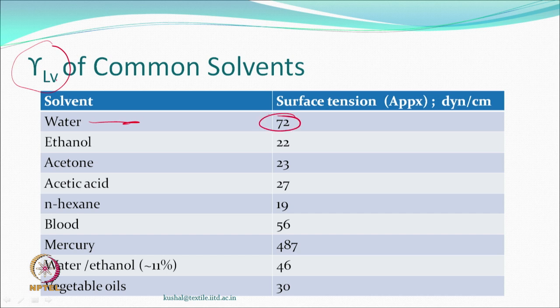This value is about 72 dynes per centimeter. Now, the word approximately has been used because these values can change based on temperature. A bit of a change of temperature can change these values. So, we are approximately looking at, let us say, about 25 degrees centigrade. If you measure, it will be close to 72 dynes per centimeter.